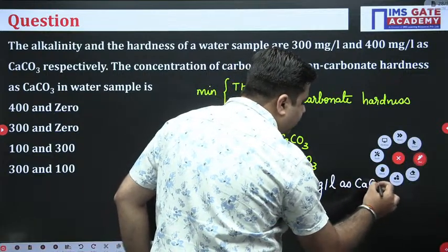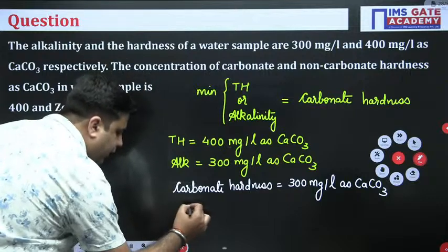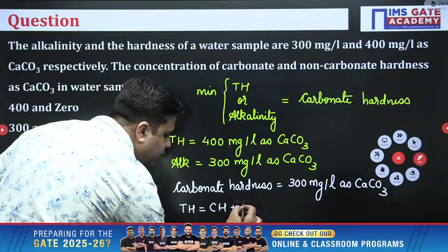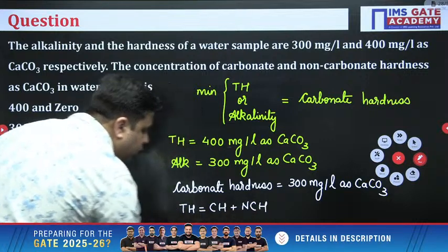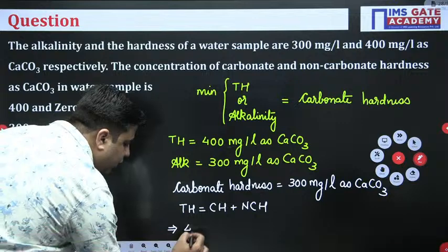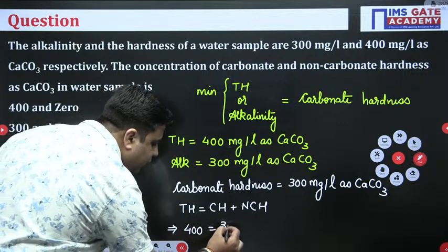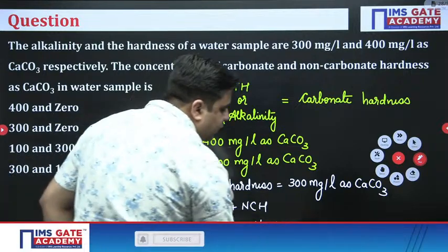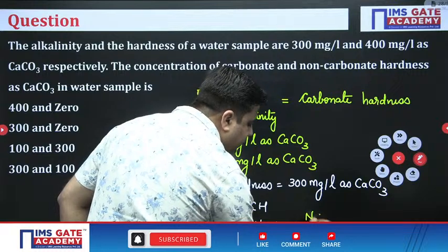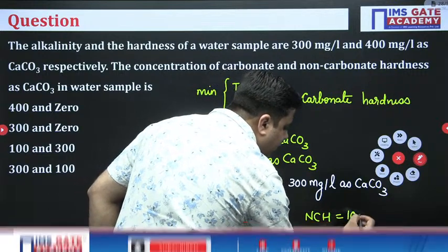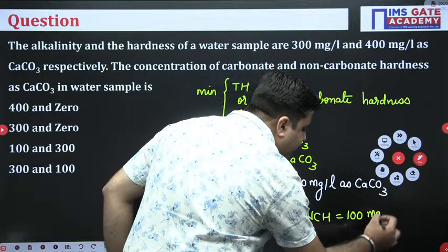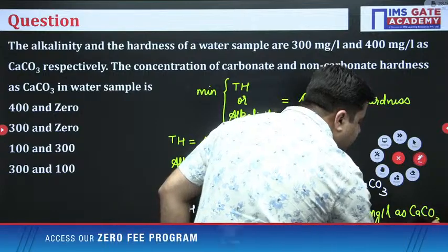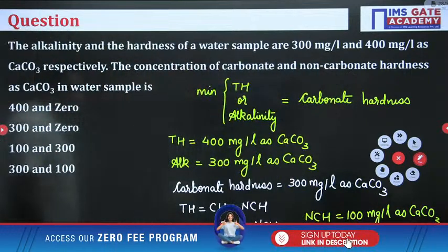Now you got the value of carbonate hardness. Now calculate the non-carbonate hardness. You know that total hardness is equal to carbonate hardness plus non-carbonate hardness. Total hardness is 400, carbonate hardness is 300. So non-carbonate hardness will come out as 100 milligram per liter as CaCO3.